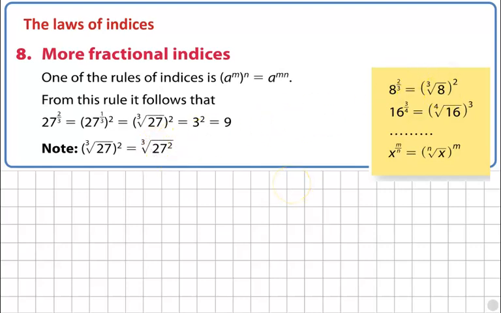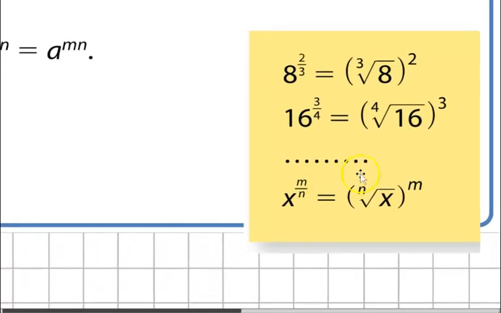So let's have a look at this a bit closer. 8 to the power of 2 over 3 is equal to the cube root of 8 raised to the power of 2. So the denominator, the 3, goes in front of the root, and the numerator, the 2, becomes the new power. Likewise, 16 to the power of 3 over 4 is equal to the fourth root of 16 raised to the power of 3. So the denominator 4 goes in front of the root, and the 3, the numerator, becomes the new power.